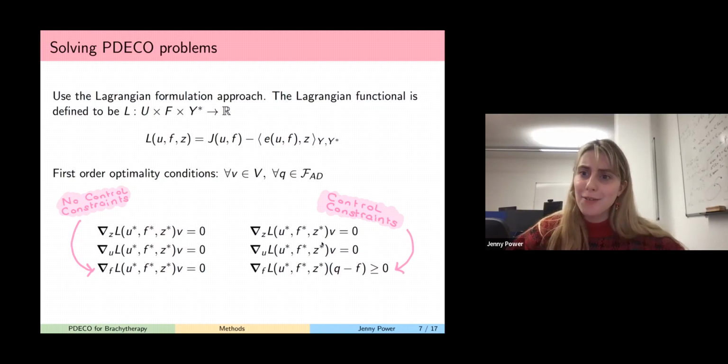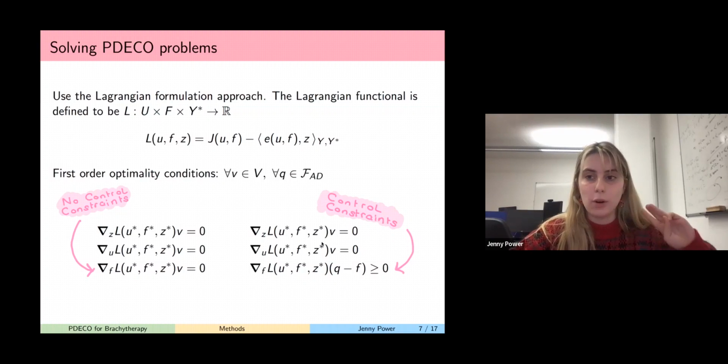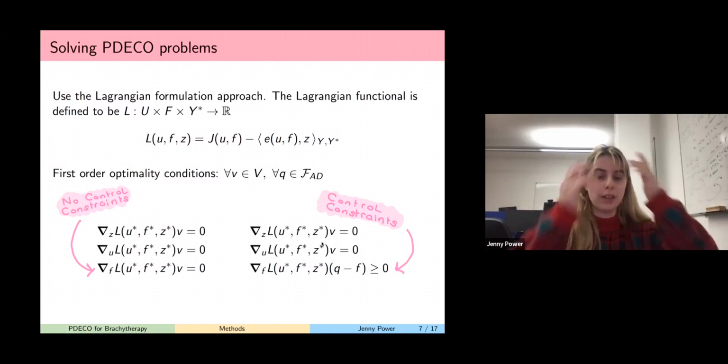So when do we have an optimal solution? We need to enforce some optimality conditions, and these are just given by these first order derivatives here. It basically means that the derivatives of our Lagrangian functional in all 3 variables, our control, our state, and our adjoint, all have to be equal to 0. Okay, so this is quite clearly seen in the case on the left.